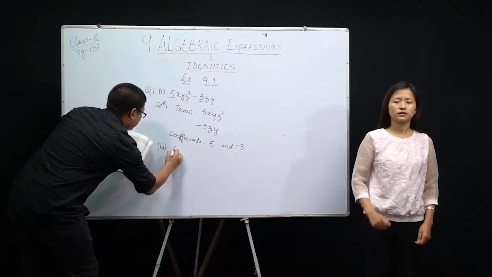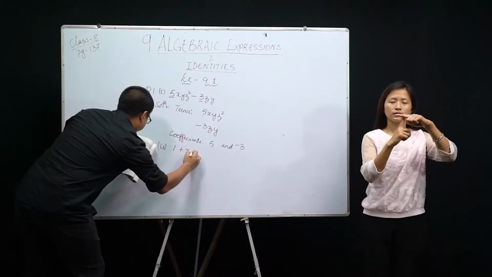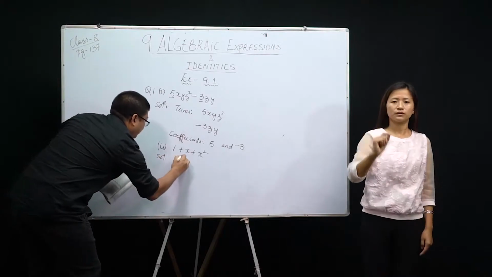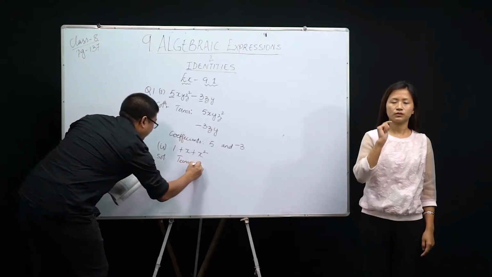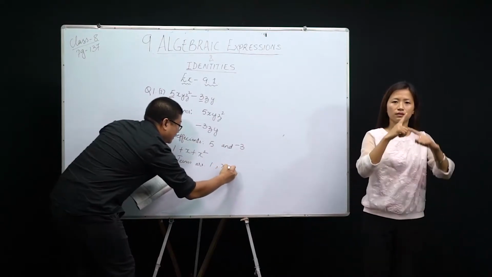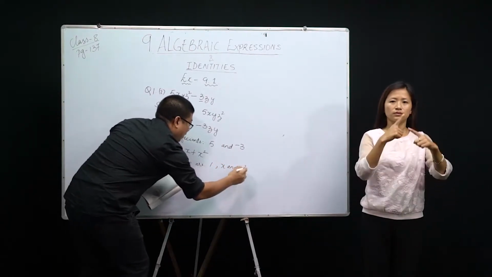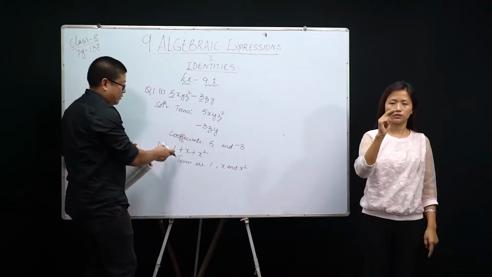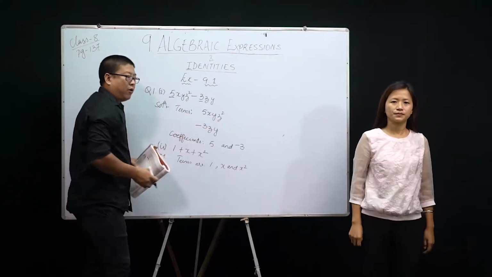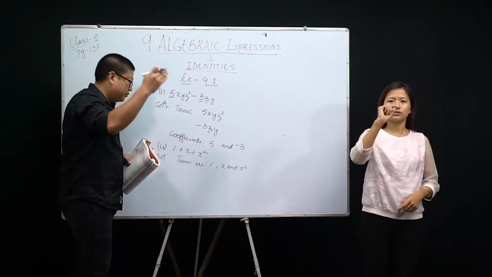Alright. Similarly, for the next question, question number 2, the expression is 1 plus x plus x square. So your terms are 1, x and x square. That means we have three terms here. 1, x and x square or x to the power 2.